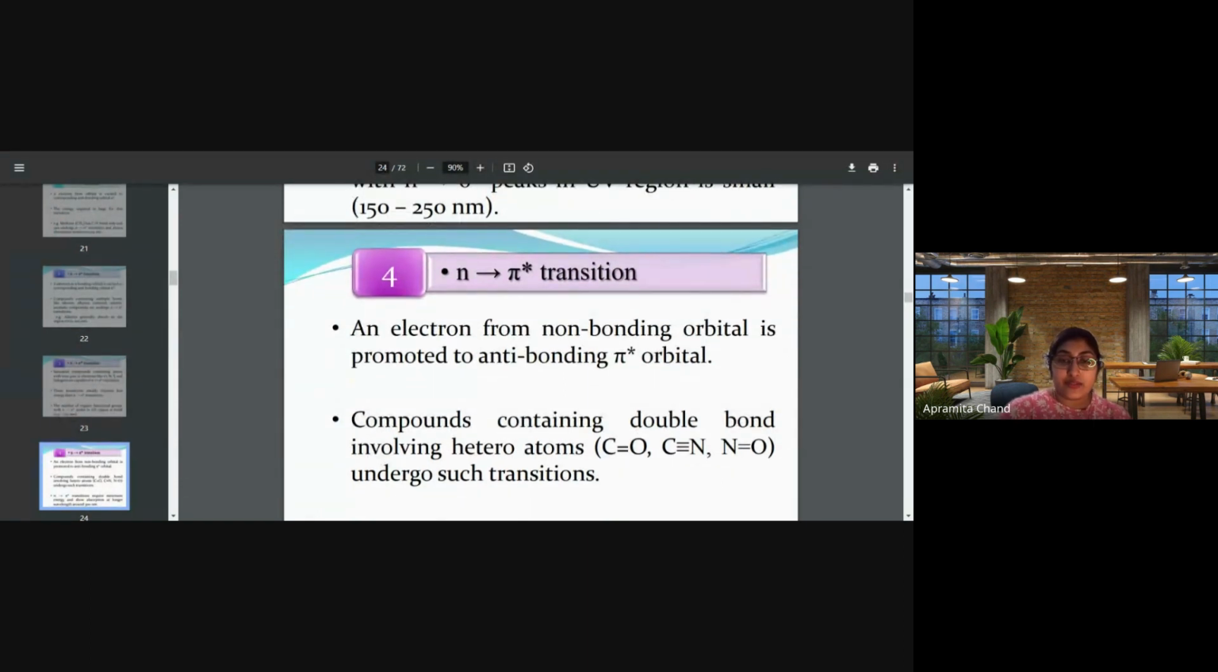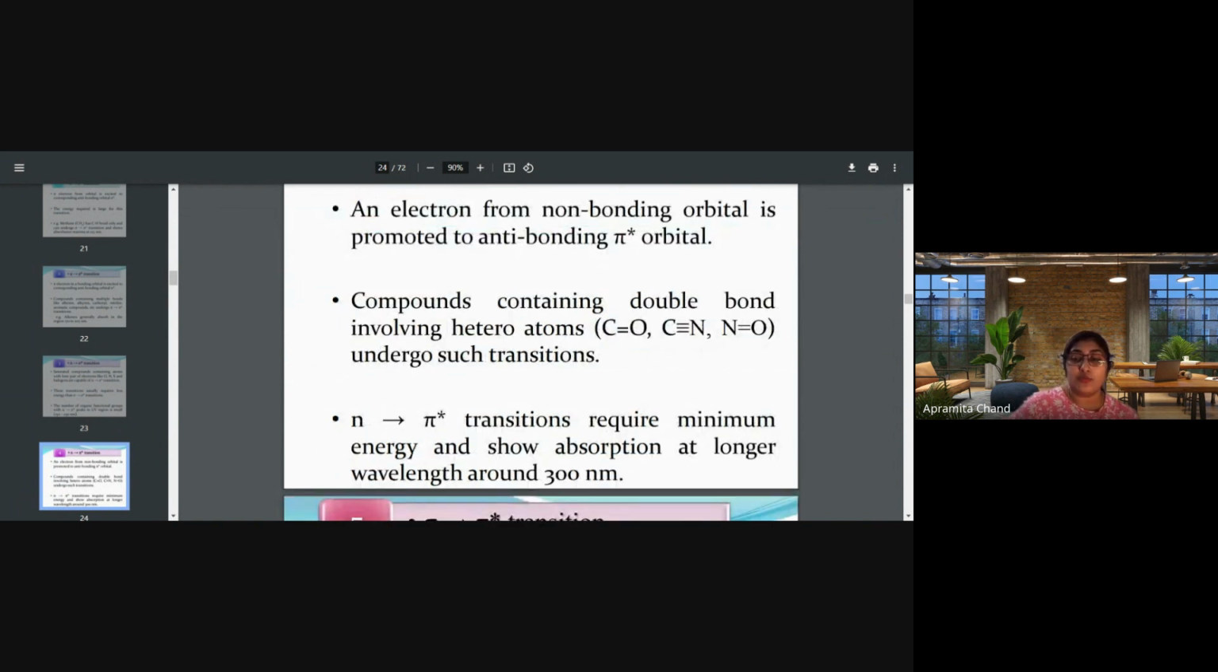Now n to pi star transition: the electron from the non-bonding orbital is promoted to the antibonding pi star orbital. Now, when we talk of n to pi star, what is happening here? The double bond will be there, and also some kind of element will be there which has a non-bonding electron. So here we will have heteroatoms, like oxygen, nitrogen. Okay, so C double bond O, C triple bond N, N double bond O. So lone pair will also be there, double bond will also be there. And they require the minimum energy. They do not require much energy, and they show absorption at longer wavelength as well.